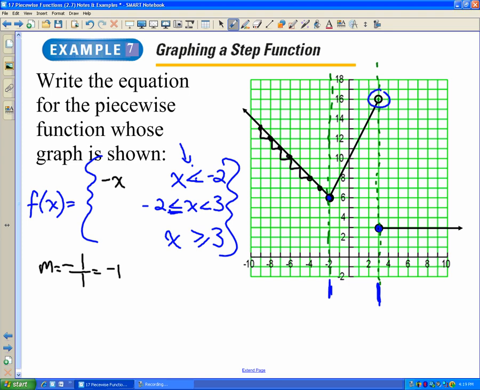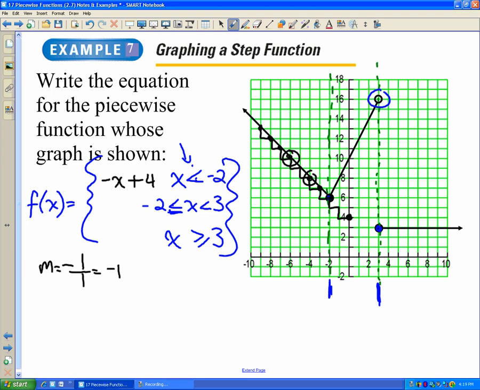If I continue from this point, down one, right one, down one, right one, I get my y-intercept to be 4. So I'm going to do plus 4. Now, could I have picked 2 points and found my slope and found my y-intercept using point slope or slope intercept? Yes, but rise over run getting me my intersection also works. So this first equation is negative x plus 4.